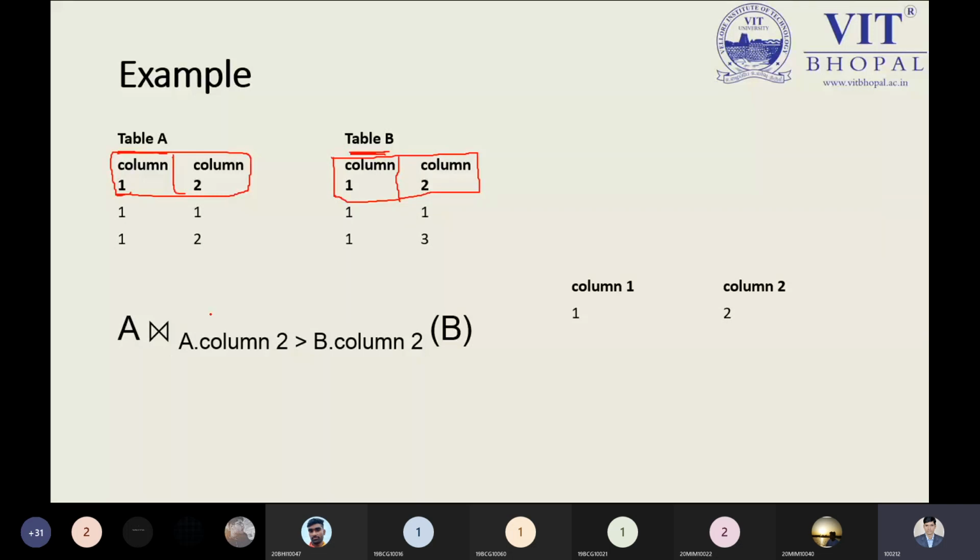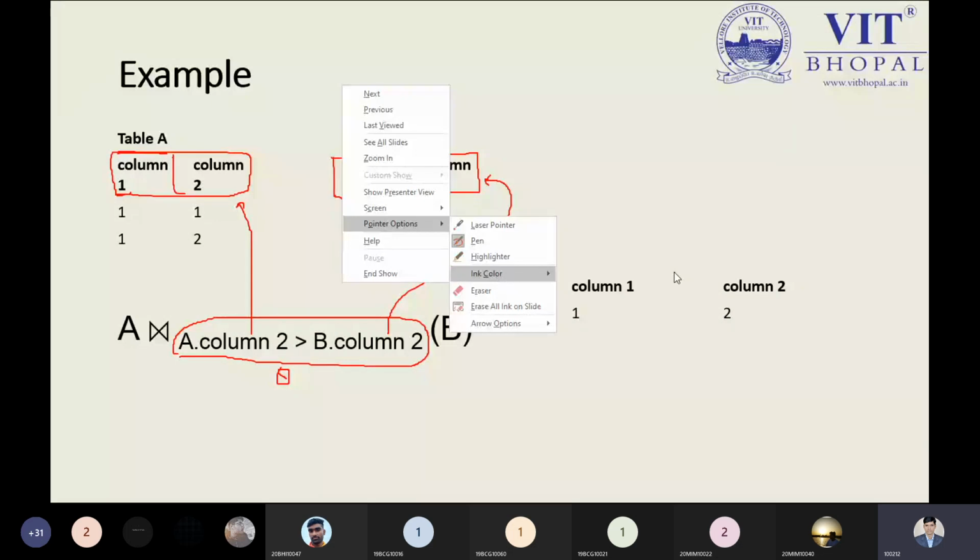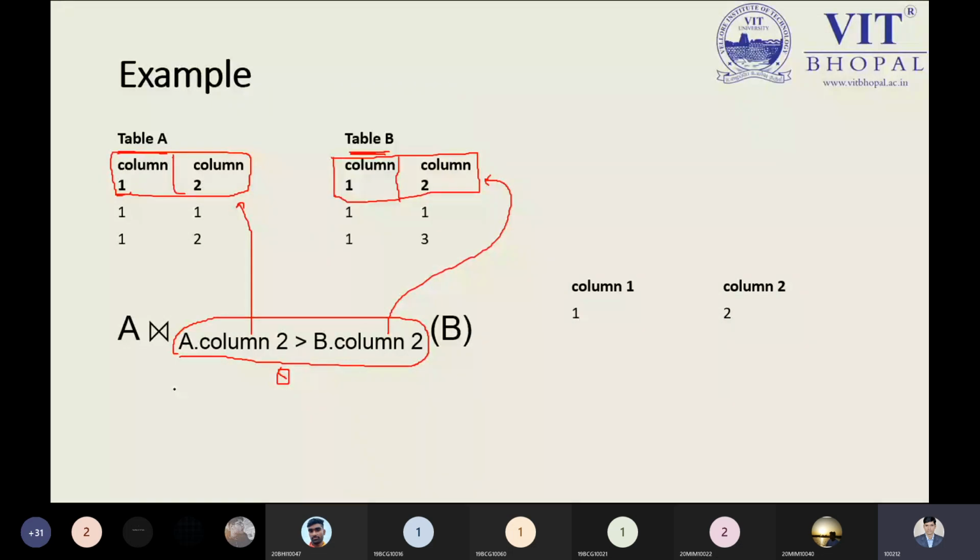So if I'm writing here A theta join B, what is the theta join? Theta is our condition, as I told you. The condition is A dot column 2 is greater than B dot column 2. This is a column 2 which belongs to this table and this column which belongs to the other. This is identified as our theta. Theta means we are writing the condition, so keep in mind what we are representing as our condition: A dot column 2 is greater than B dot column 2.